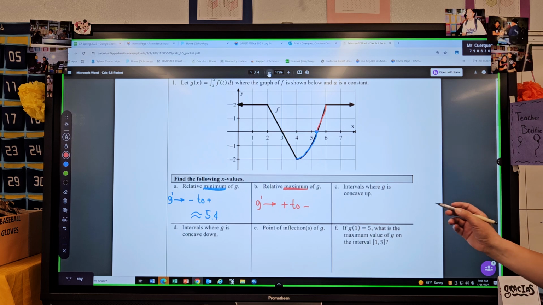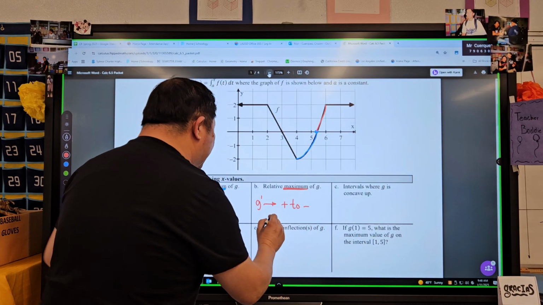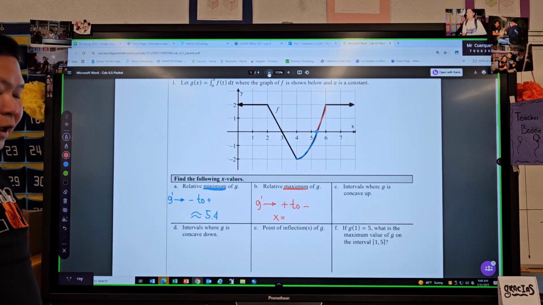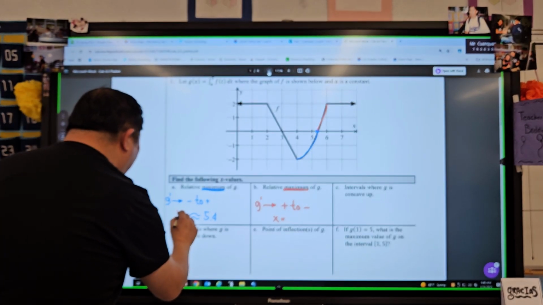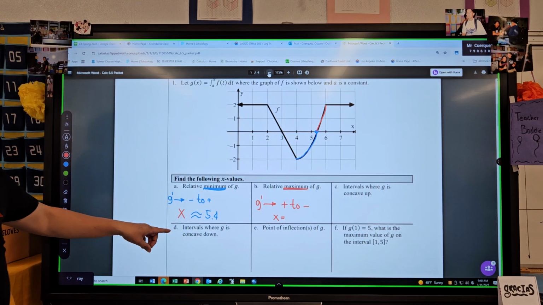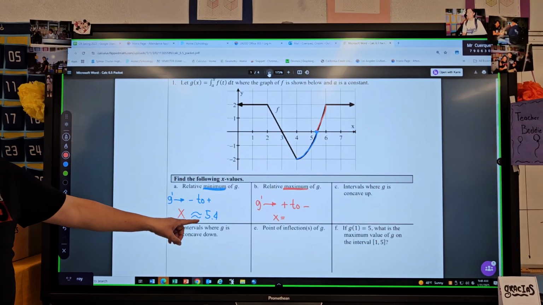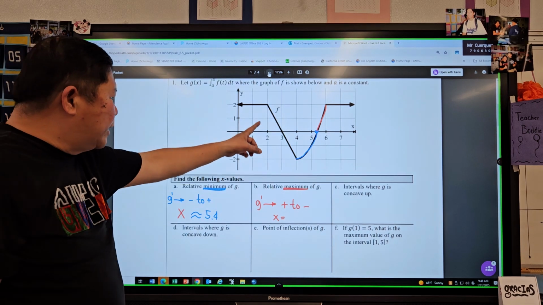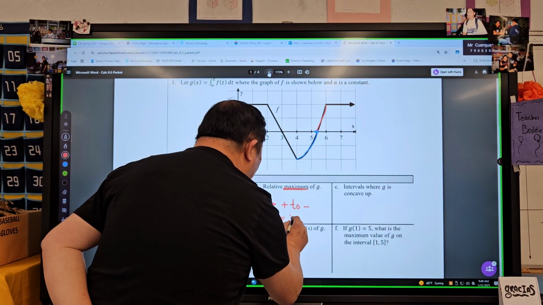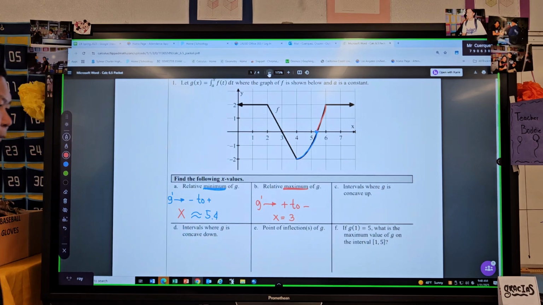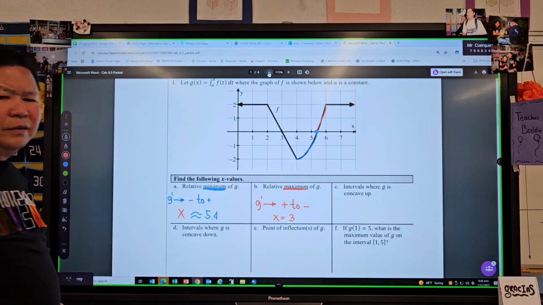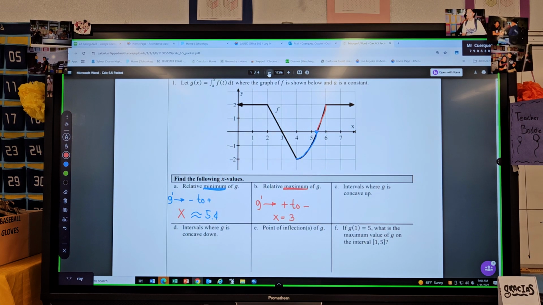Okay. So this changes at the value of x is equal to 3. So this one, x is approximately 5.4, can you write that? And then for this one, x is equal to exactly 3. So, what's the next question, guys?